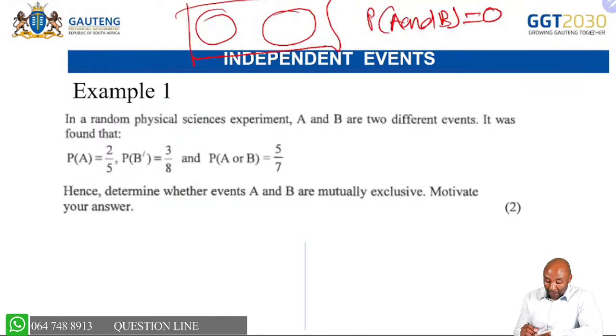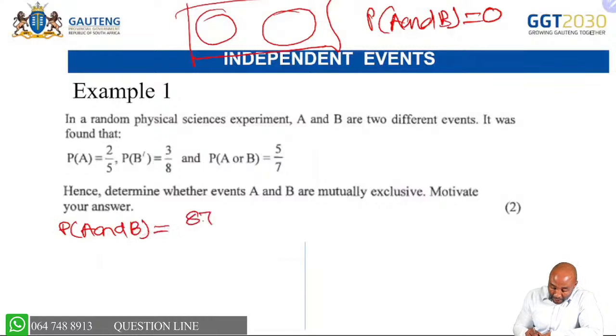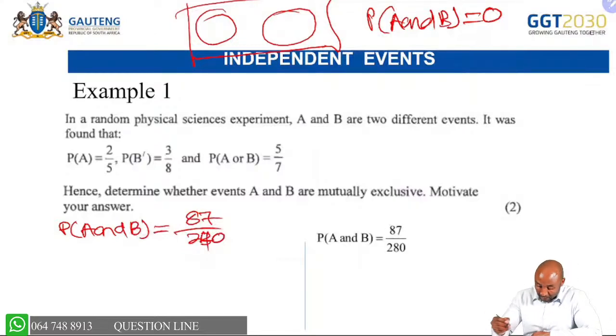But on our previous question, we did our calculation and we found the probability of A and B as 87/280. Let's quickly check that one. Sorry, it's 87/280. Now, are the events mutually exclusive? Let's quickly recall, what are the conditions for the events to be mutually exclusive?